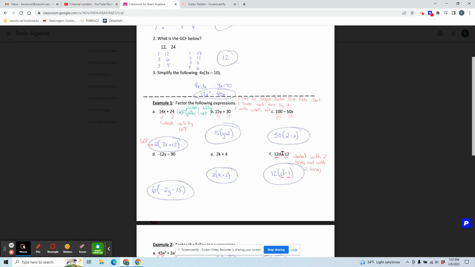Okay, so make sure, even if you take out a 12, you take out the greatest common factor, and you do 12 divided by 12, you still have to write that that equals 1, or that simplifies to 1. Otherwise, you're not going to have the right answer. Okay, because if I just had 12 times d, that's not what I started with up here. I started with 12d minus 12.